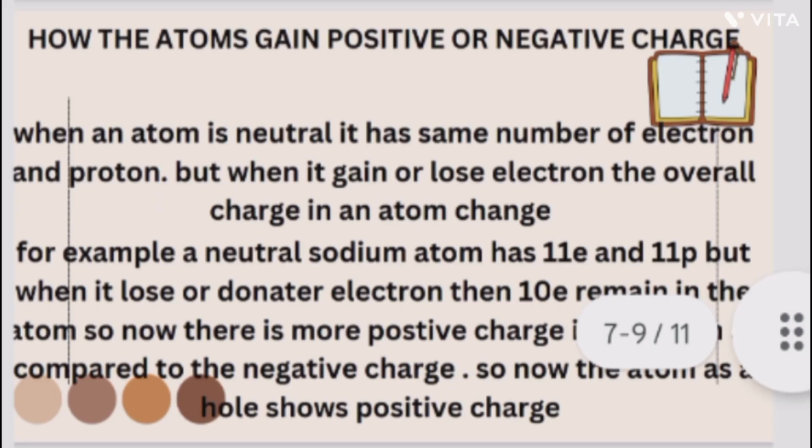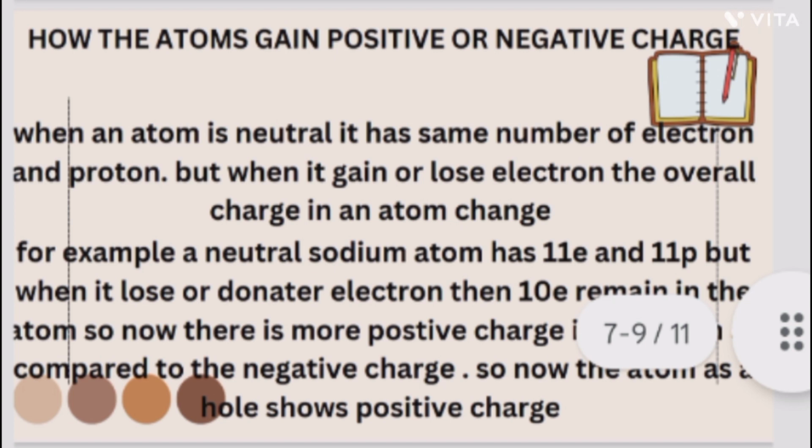Now let's discuss why an atom gains a positive or negative charge. As we know, an atom is neutral, but why when an atom donates an electron does it attain a positive charge? Why is it not negative when it donates an electron, or when an atom accepts an electron, it shows a negative charge? Why does it not show a positive charge? So we will find out the reason behind this phenomenon.